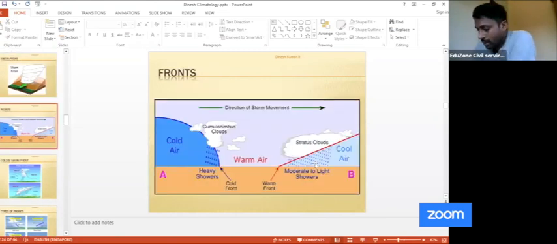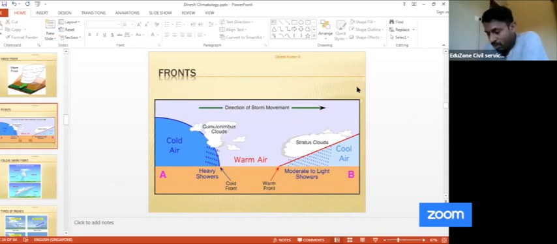Warm front. Then you can write here the warm air mass. Here the warm air mass is more actively encroaching into the area of cold air mass. So we get gently sloping front.